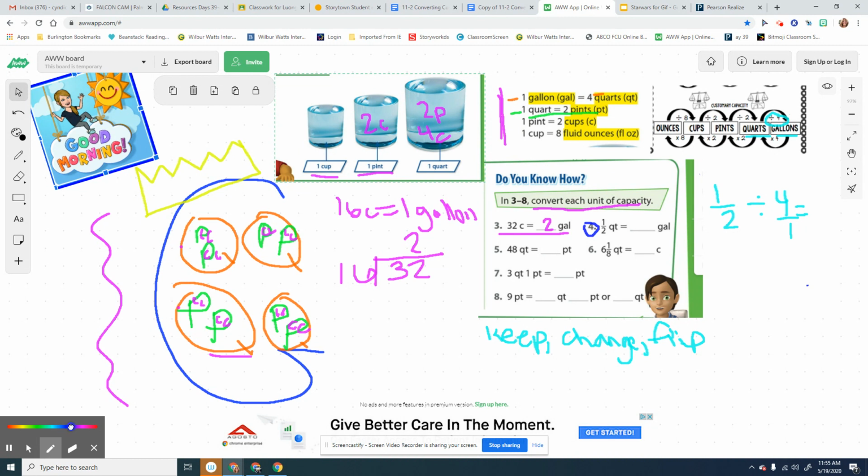Well, what does that mean? First of all, I keep the first fraction. So I keep 1/2. I change my sign, so I change division to multiplication. So I've done my keep, I've done my change. Now I flip this last fraction. So 4 over 1 becomes 1 over 4. So now I've done my flipping. Then I just multiply across the way I normally multiply a fraction. So 1 times 1 is 1, and 2 times 4 is 8. So 1/2 of a quart equals 1/8 of a gallon.